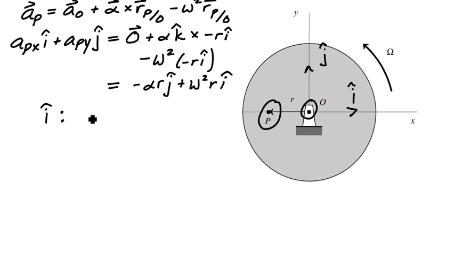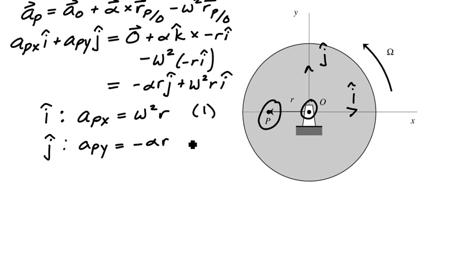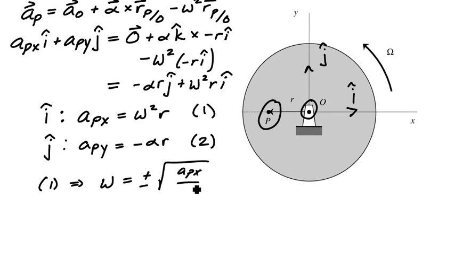If I look at just the i component, I'll have that a_px is equal to omega squared times r, and if I look at the j component, I'll have that a_py is equal to minus alpha r. Let's go ahead and call these equations 1 and 2. If I go ahead and solve equation 1, what I'll get here is that omega will be plus or minus the square root of a_px divided by r.